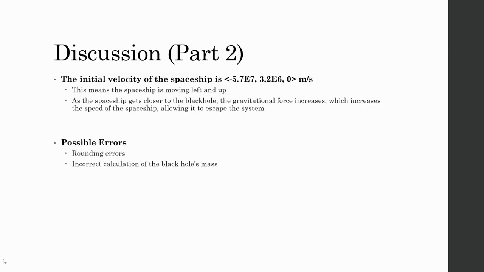The value seen in the initial velocity indicates that the spaceship is moving left and up. The spaceship can leave the system as its speed increases as the spaceship gets closer to the black hole. Possible errors in this part of the lab are rounding errors and incorrect calculation of the black hole's mass from part 1.